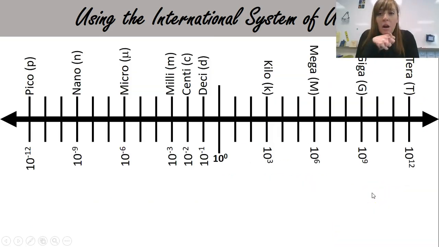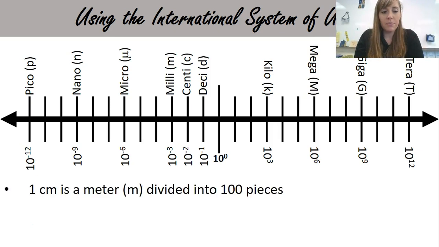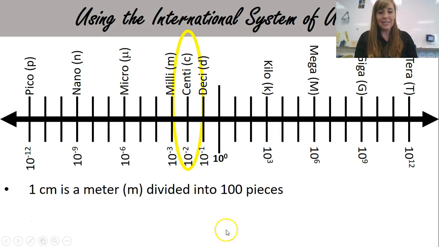Okay, so these are all the ones I really care about in this class. There are fewer prefixes on here than you saw on that chart you had before, but these are the ones you see a lot. These are the ones you really need to understand how to use. So a centimeter, if you look at where centi is, centi is 10 to the negative 2. 10 times 10, or 10 to the second power, is 100. So a centimeter is a meter divided into 100 pieces.